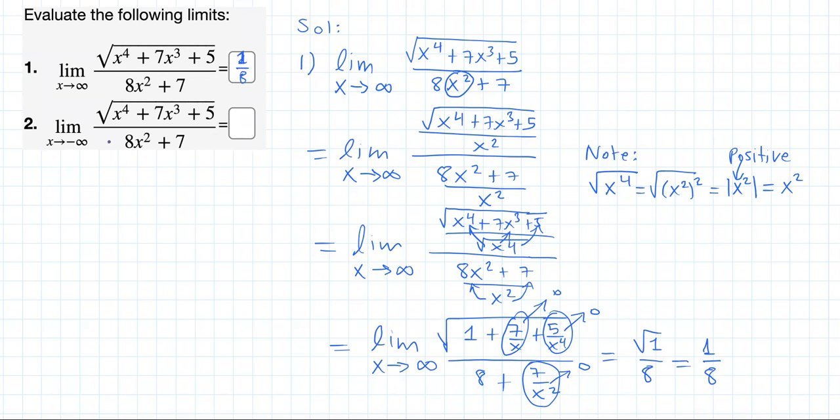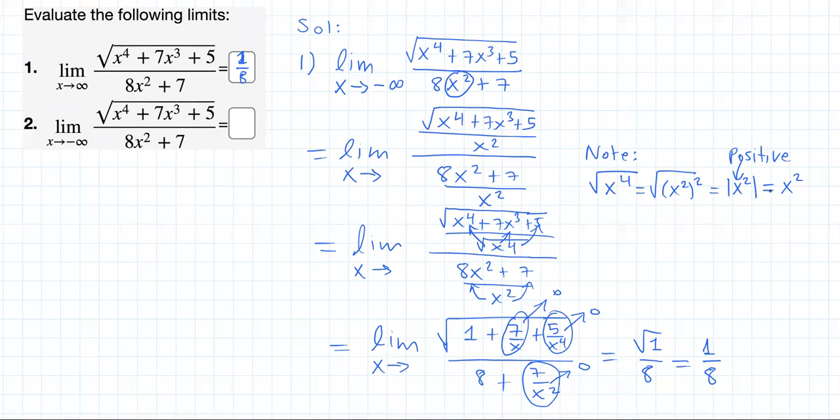Now let's see what happens for part 2. For part 2, it's just the same question, except for this, x approaches minus infinity now, right? So let's just change this guy for minus infinity and let's see what happens, right? So if this is minus infinity, still x squared is the largest power on the denominator. So this will be the divisor for the numerator and for the denominator.